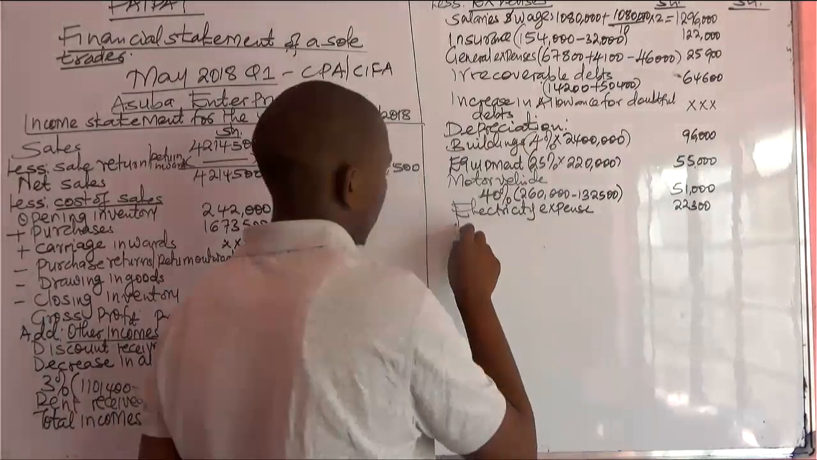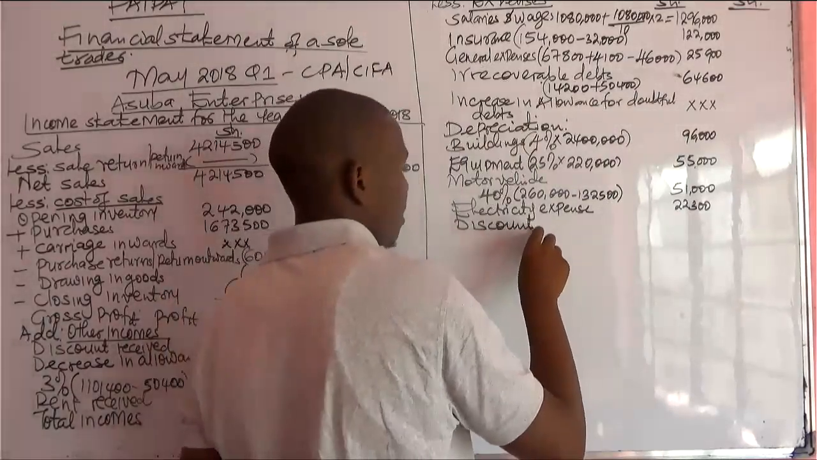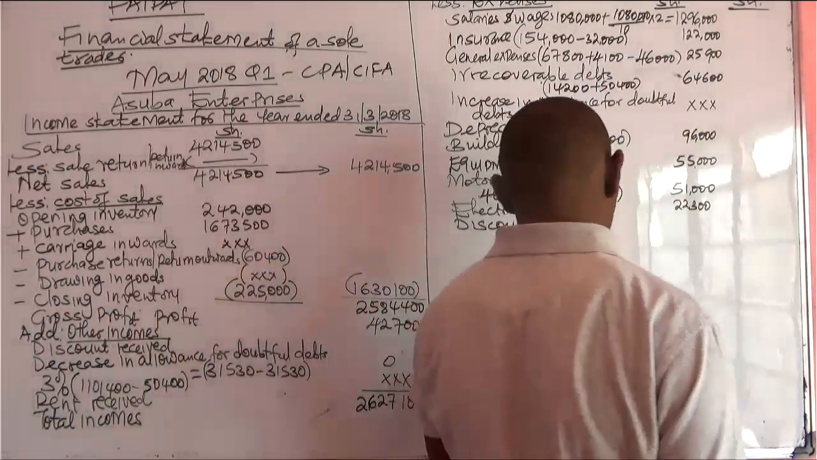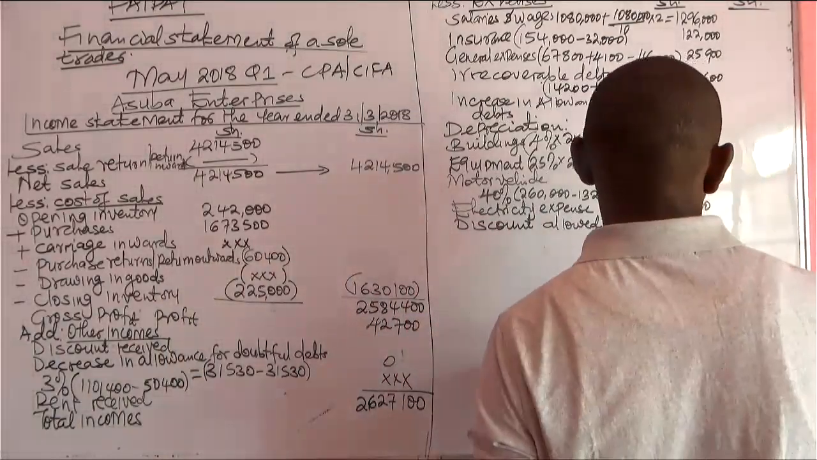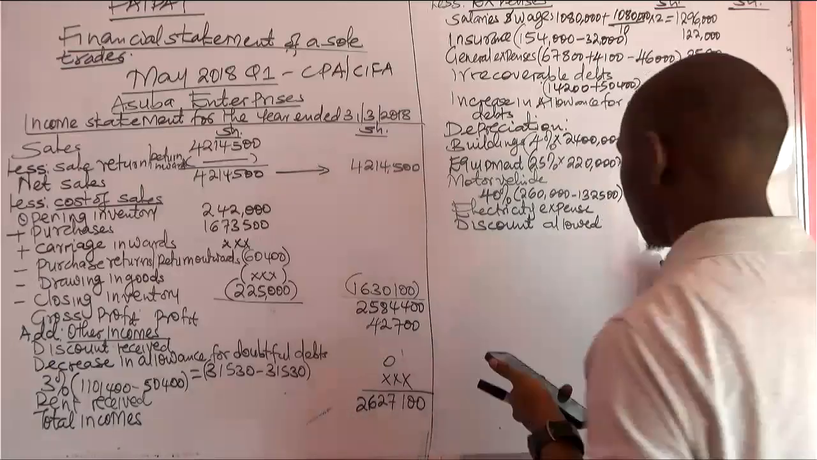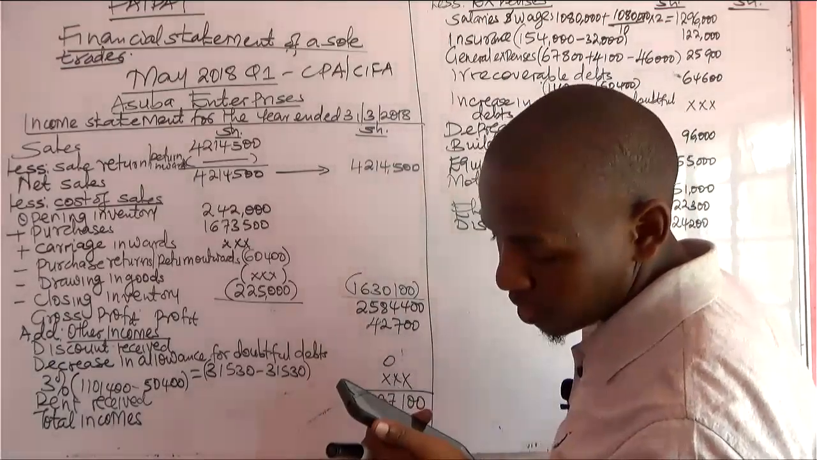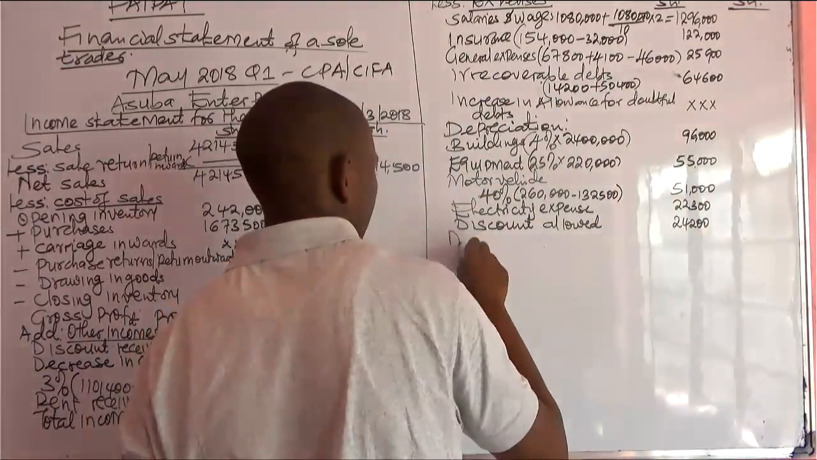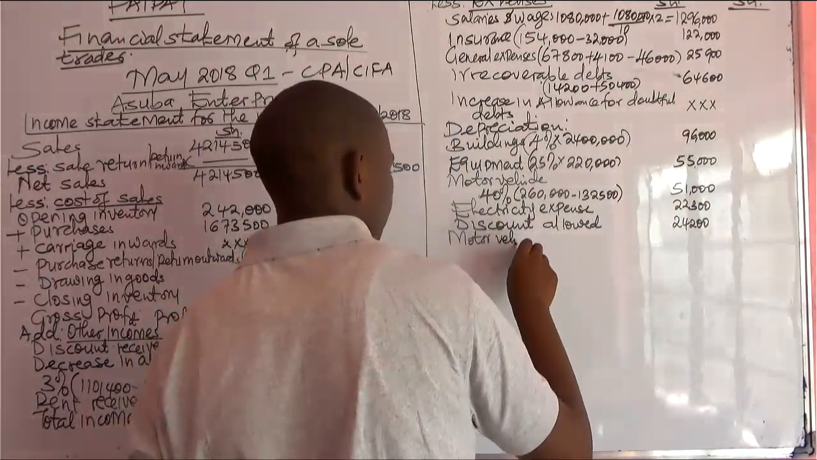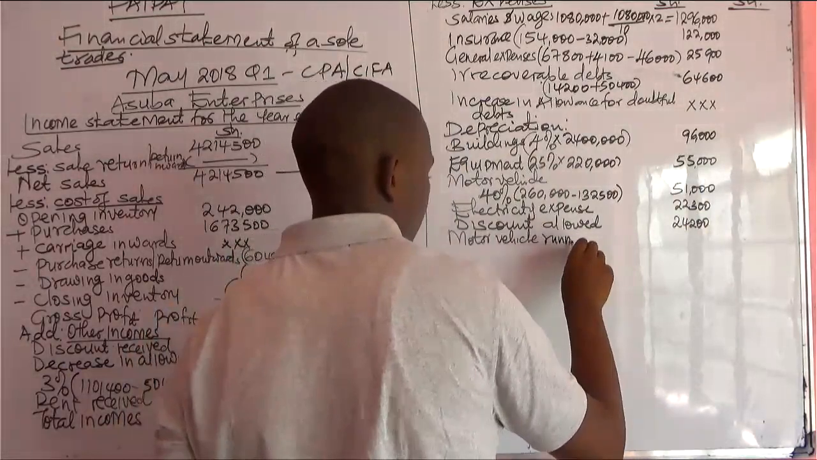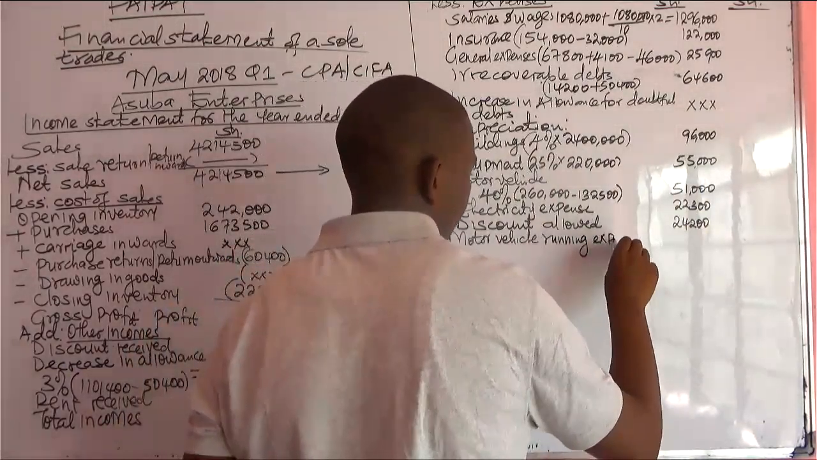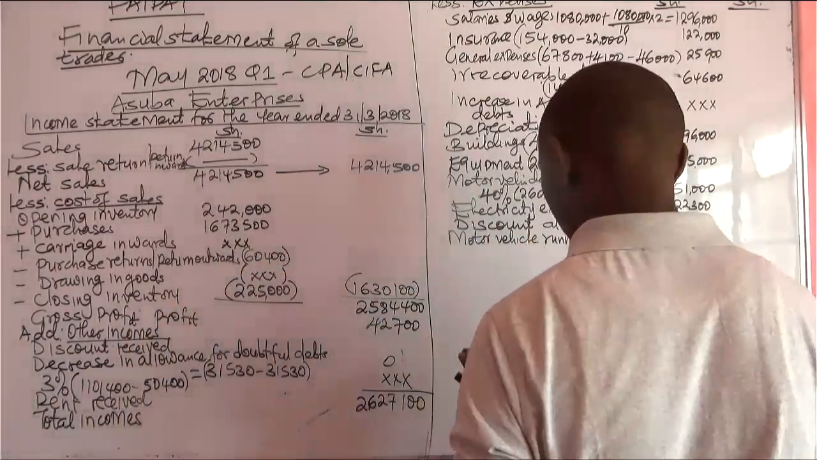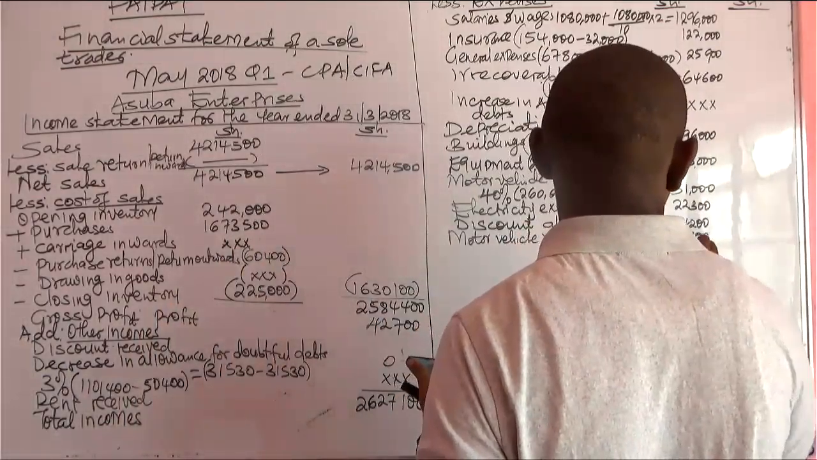We also have purchases, we have discount allowed? You allow to customer, so meaning that you will incur the expense. What was the cost for the discount allowed? 24,200. We also have the motor vehicle running expenses. Motor vehicle running expense. Yangapi? 15,800. The other one.